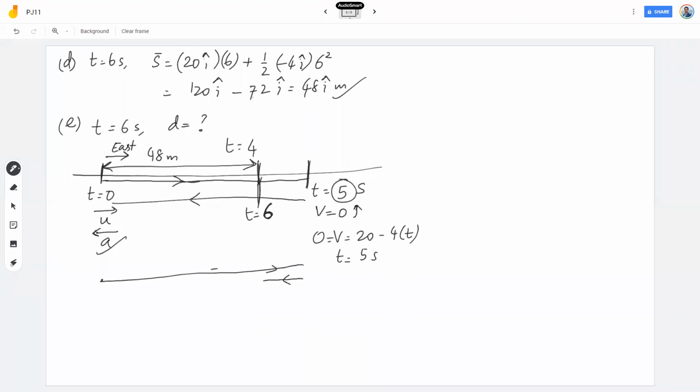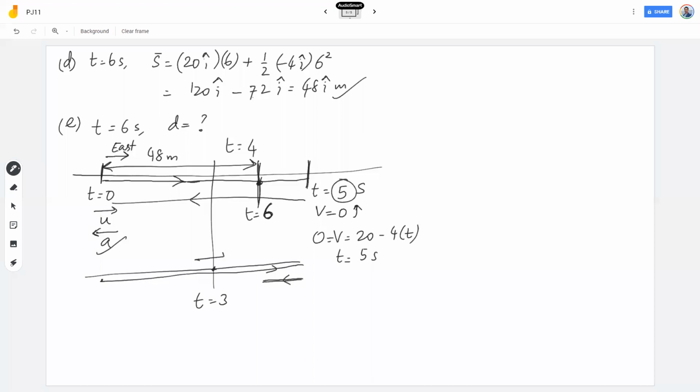Right? This is like 5 seconds and then 1 more second here. So totally 6 seconds. The particle comes back to this point. That is why you got the same displacement for question C and question D. In fact, question A and question B also, at t equal to 3, maybe the particle is here.